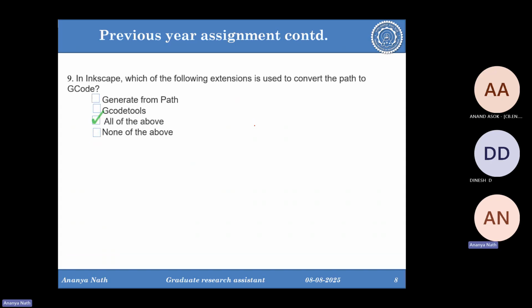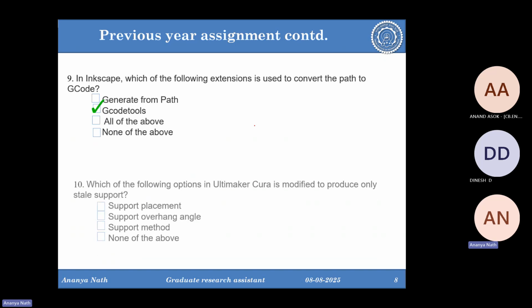In Inkscape, which of the following extensions is used to convert the path to G-code? You'll know it if you see the video of the software, how to use it.